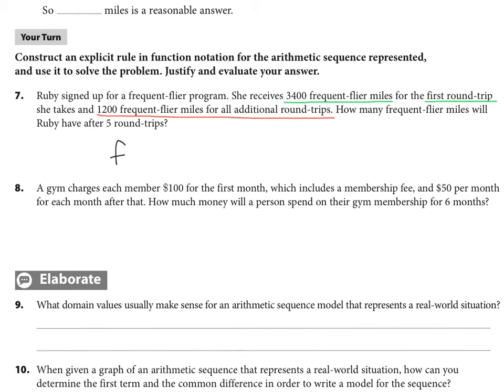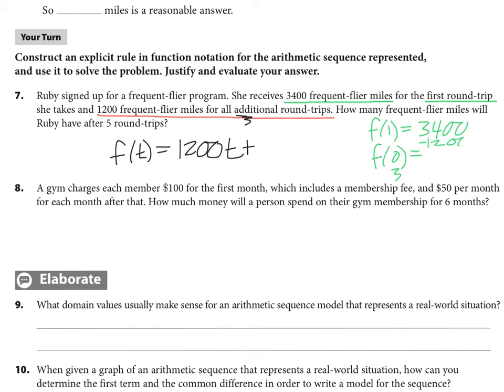So f of t, trips, whatever, equals 1,200, and it's positive because they're additional, t plus, now I need my zero term. 3,400 was after the first round trip. So you can think of this as being f of 1 is 3,400. So if I want to find f of 0, my 0 term, I have to do the opposite, which means I have to subtract 1,200 from that, which would put me at 2,200. That is my y-intercept, or my 0 term, or my starting point.